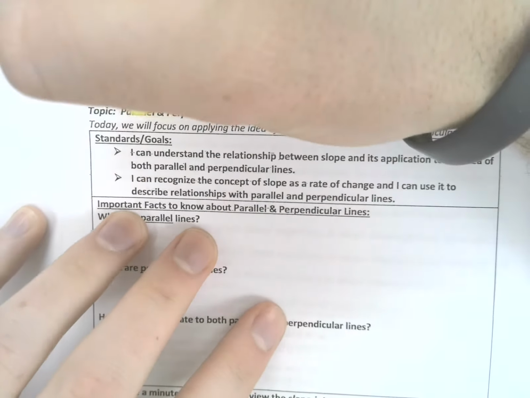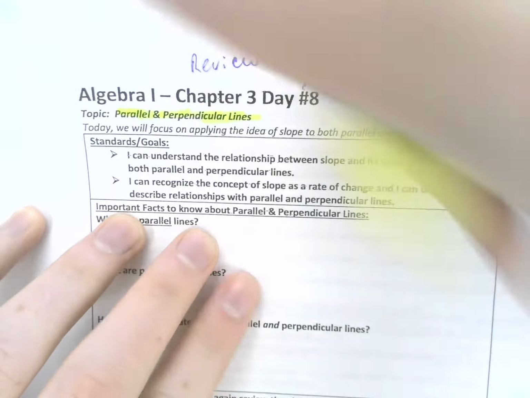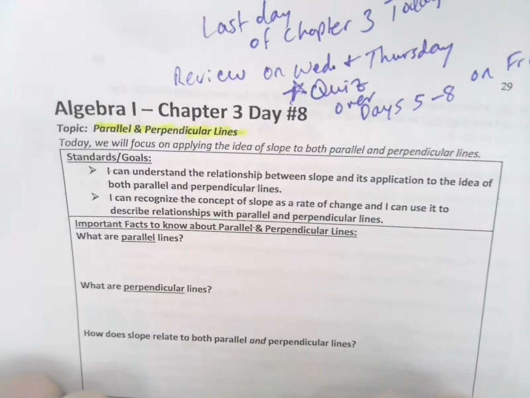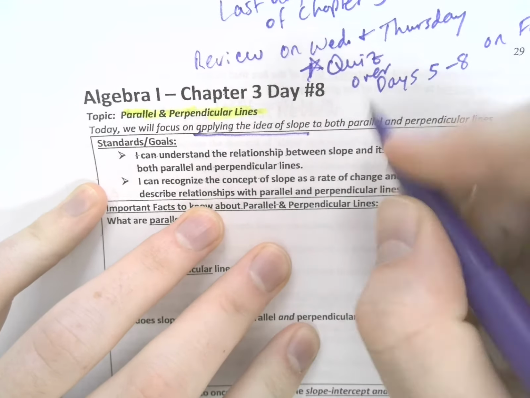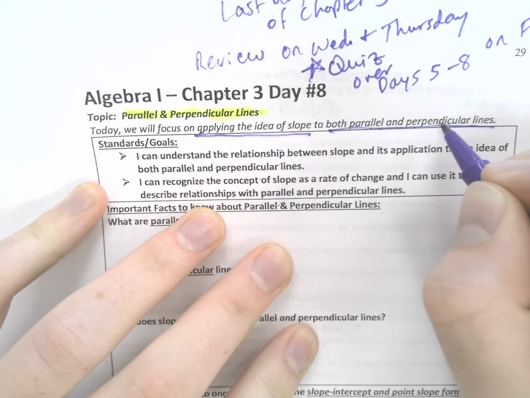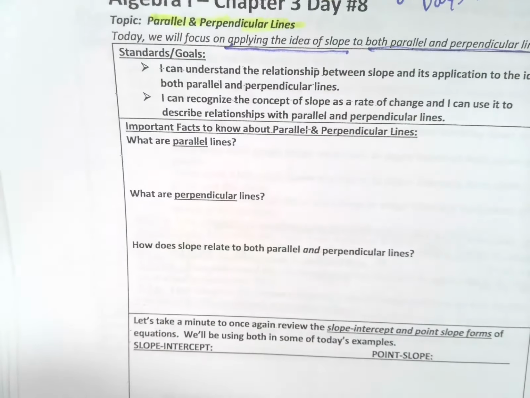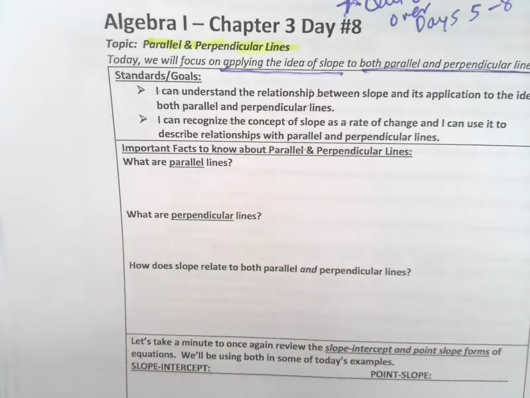What are we talking about? Well, something a little different. We don't have a new form. We're done with forms of lines. Instead, we're going to be focusing today on applying the idea of slope when it comes to parallel and perpendicular lines. And so let's get our brains thinking here a little bit.